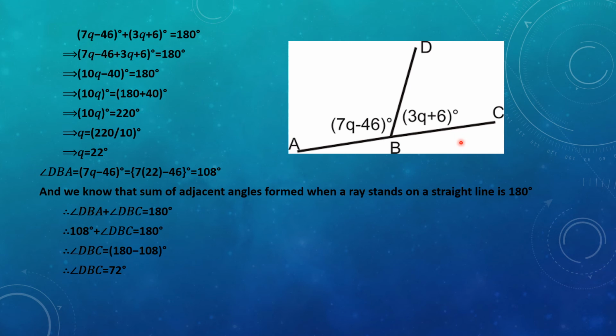Or you can also solve it in this way. Here DBC is equal to 3Q plus 6 degrees, which will be equal to 3 into 22 plus 6 degrees, which is equal to 72 degrees. Solving it in this way or that way, it will give the same measure. So angle DBA is equal to 108 degrees and DBC is equal to 72.